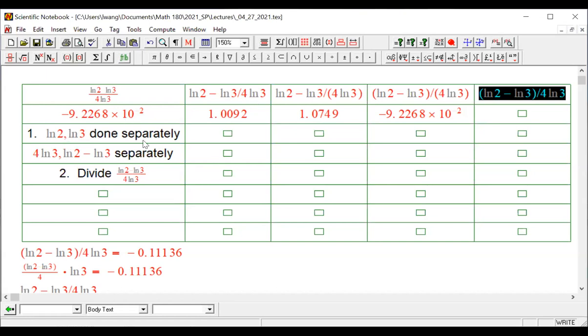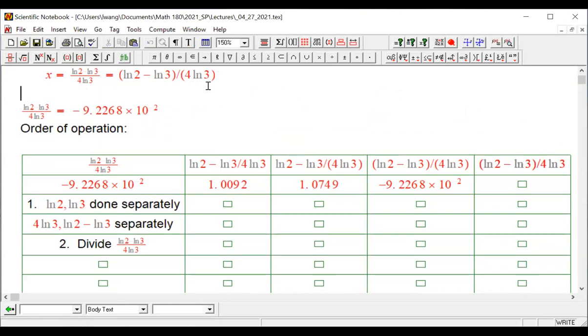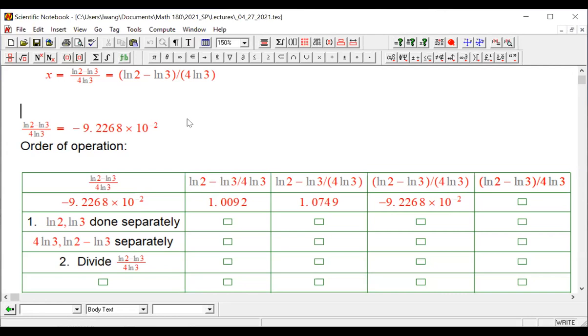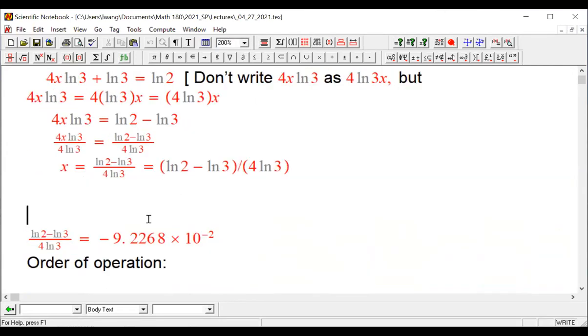Okay, so now, what's the rule of thumb? You probably have figured out the rule of thumb already, right? So what is the rule of thumb? Tell me, what do you think is the rule of thumb?